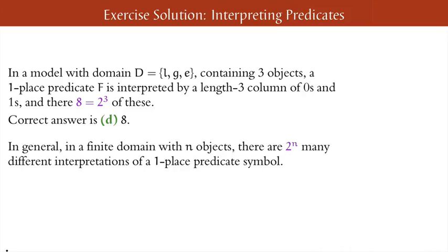In general, in a finite domain with n objects, there are 2 to the power n many different interpretations of a one-place predicate symbol.